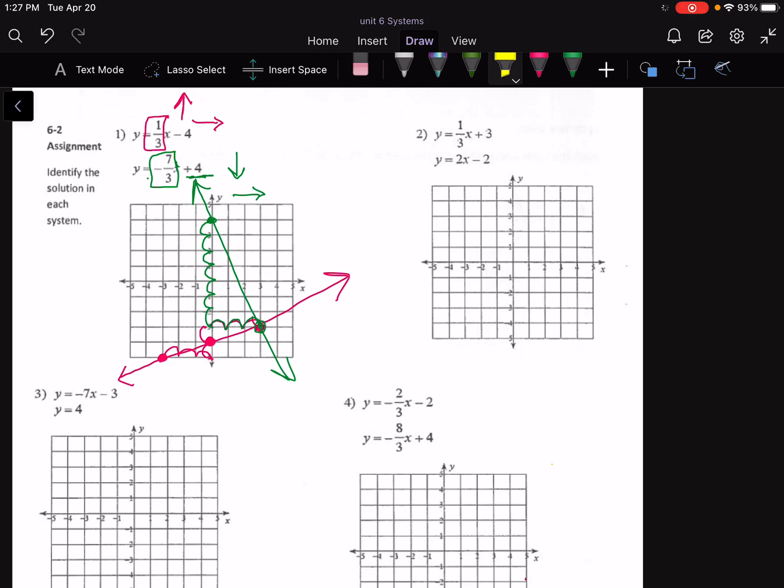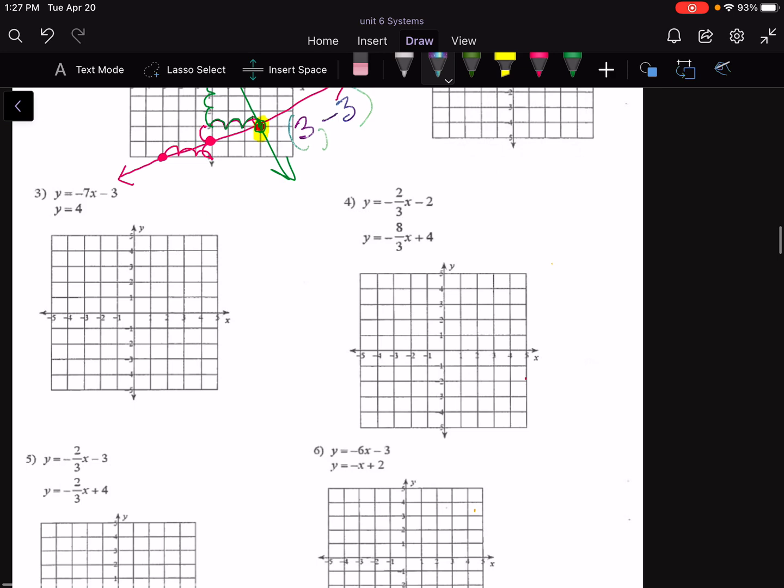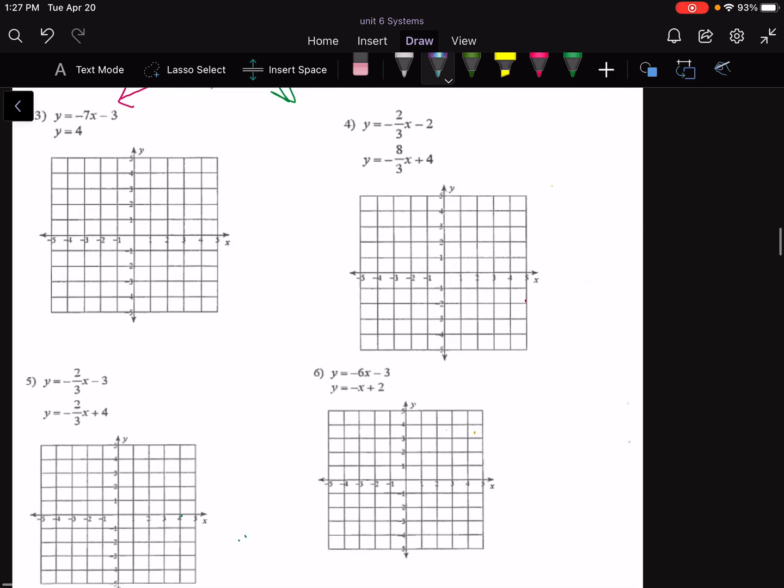And notice that these two equations crossed right there. And that ordered pair, my x value was a 3, my y value is a -3. And because they crossed, this has one solution. This one has one solution. All right, let's take a look. We're going to skip down to number 3.